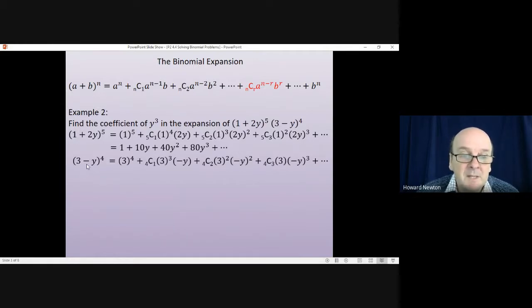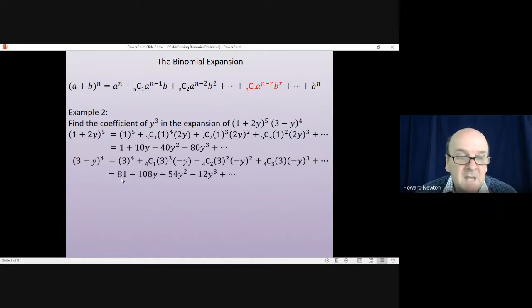Do be careful with the minus y. The minus does need to be included as part of the term. Those would be the first 4 terms. Again, that takes us up to the y cubed term. We're not going to need any higher powers because we need the coefficient of y cubed ultimately.